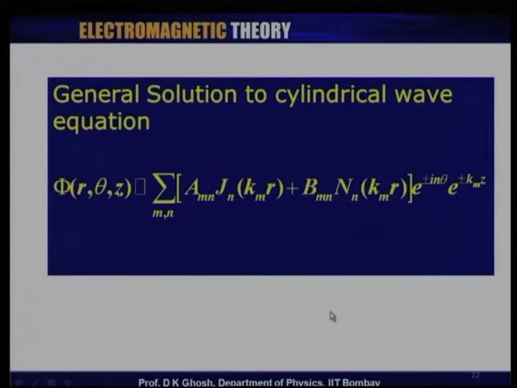As a result, the general solution to the cylindrical wave equation has, other than e to the power plus minus i n theta, that is the solution for Θ, and e to the power plus minus k m z, which is the solution for the z part. The other part, the radial part, is given by a linear combination of Bessel functions of the first kind and the second kind.